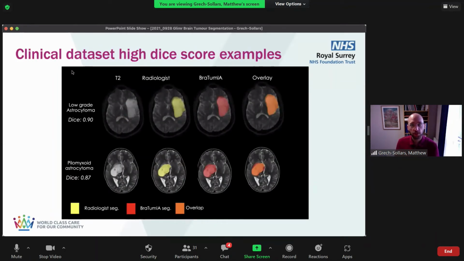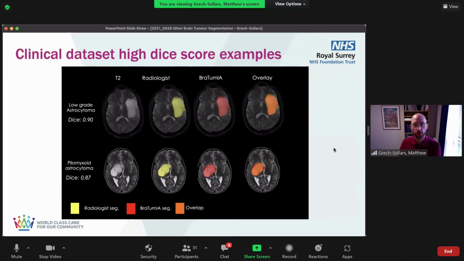And then, in terms of showing some good examples, these are two different tumors. The top row is an adult brain tumor, the bottom row is a pediatric brain tumor. You see the radiologist segmentation in yellow, the Bratumia segmentation in red, and the overlap on the right. In this case, both of these patients showed a very good dice score.